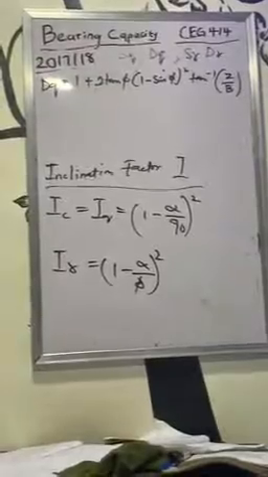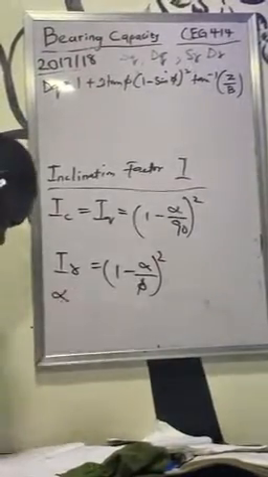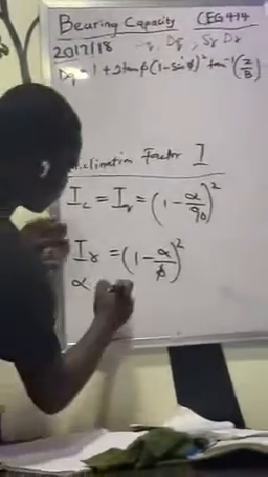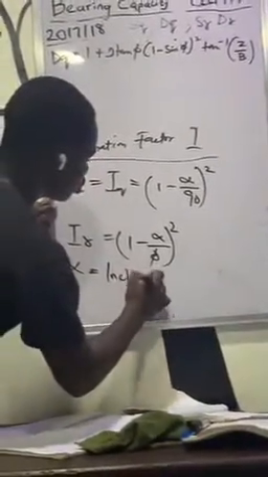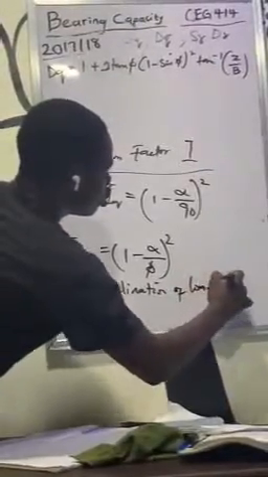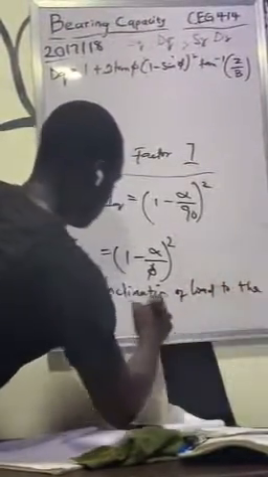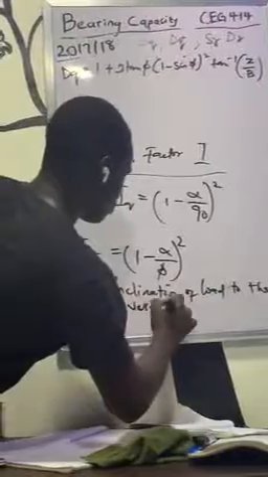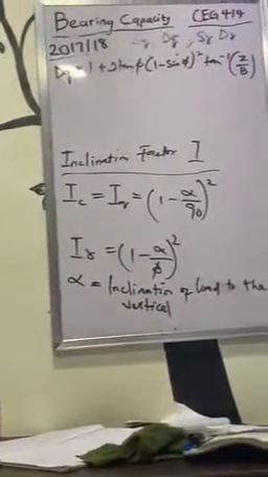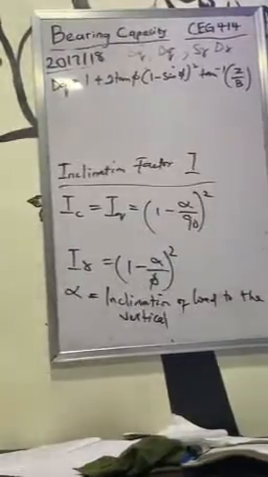So we're supposed to learn all these things. And this is the inclination of load to the vertical. You can just write all this down. So yes, these are the formulas you need to write down.